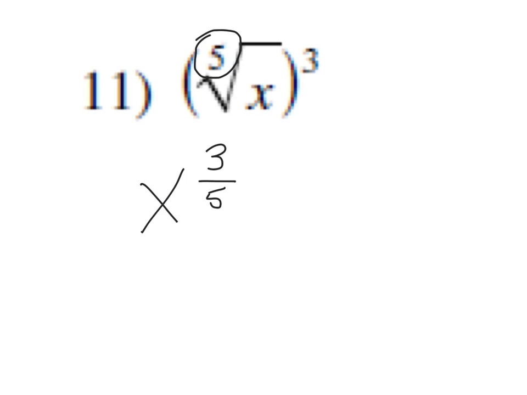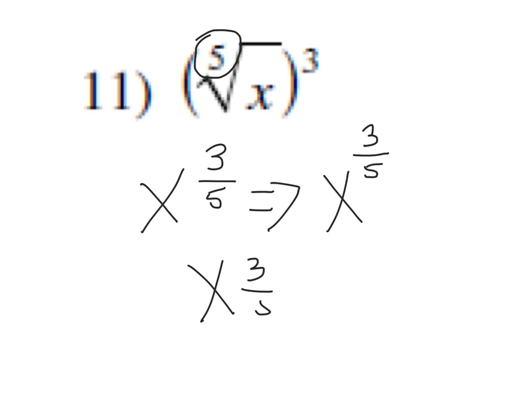Now, the one thing you have to remember on this, make sure that you're writing this 3/5 rational exponent as an exponent, okay? Do not write it like this. This is not correct.